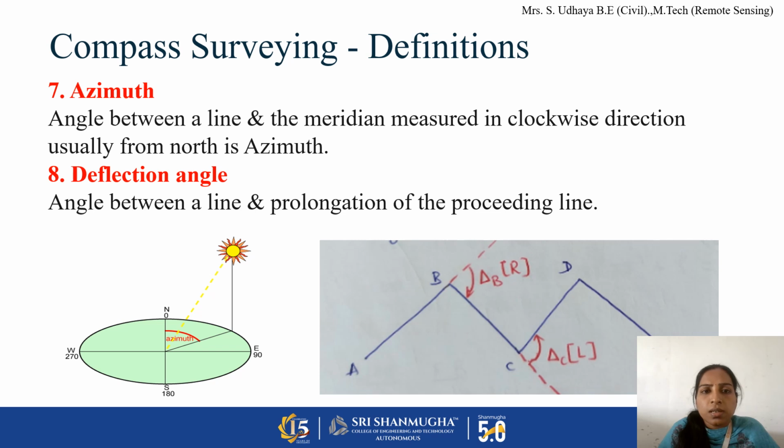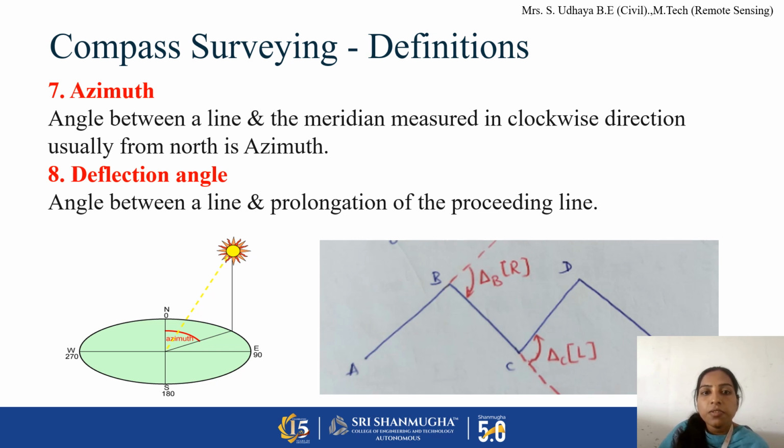Now coming to the other basic definition, that is azimuth. Azimuth is the angle between a line and the meridian, which is measured in the clockwise direction. Generally, we measure this azimuth from north. So it is the angle between a line and meridian measured in the clockwise direction from our north. That is azimuth, as you can see here.